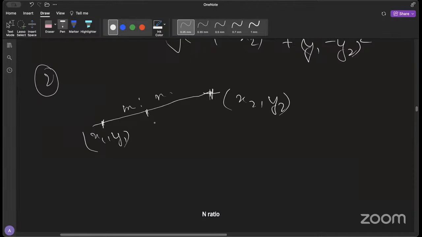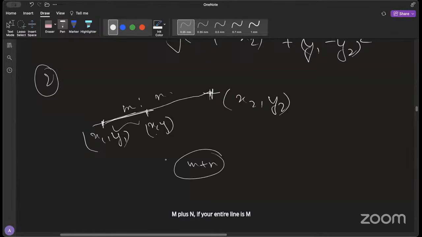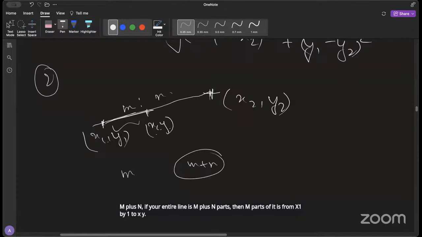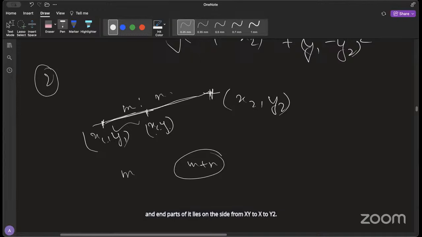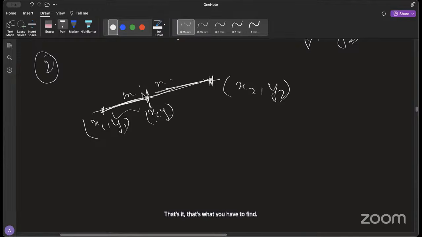So you want to find the point, let's call it x, y, such that this is m part of the whole. If your entire line is m plus n parts, then m parts of it are from x1, y1 to x, y, and n parts of it lie from x, y to x2, y2. So this is n parts, this is m parts, and the total is m plus n parts. That's what you have to find.